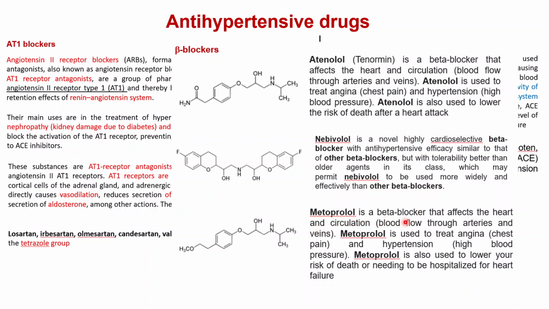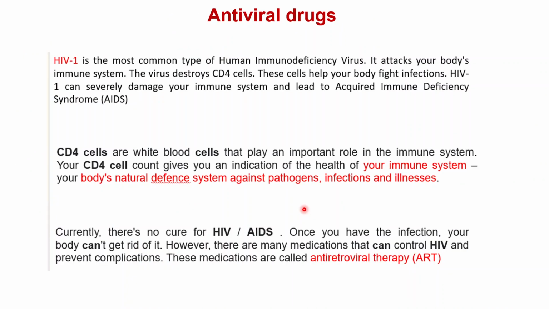We have metoprolol, a beta blocker that affects the heart and blood circulation, blood flow through the arteries. Metoprolol is used to treat angina and hypertension, and it is also used to lower the risk of death and needing hospitalization after heart failure. Then we have the antiviral drugs.